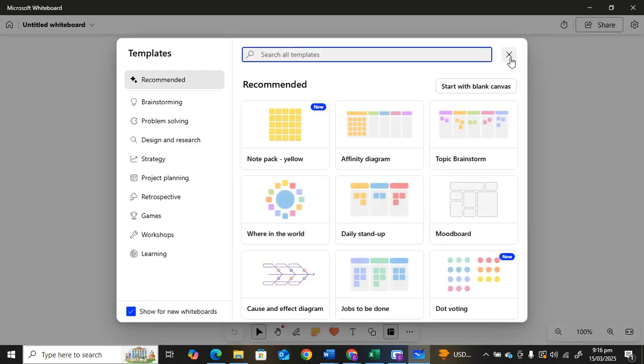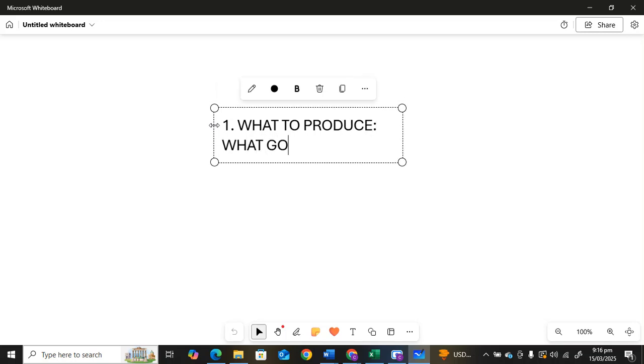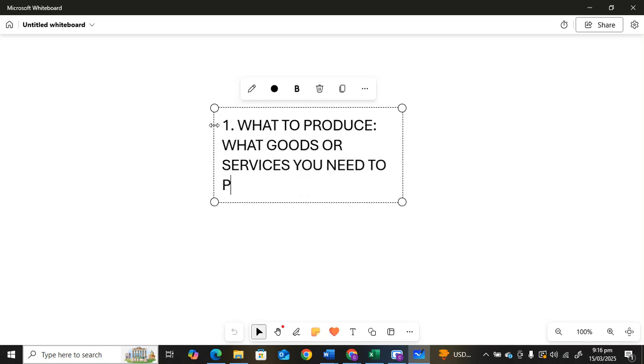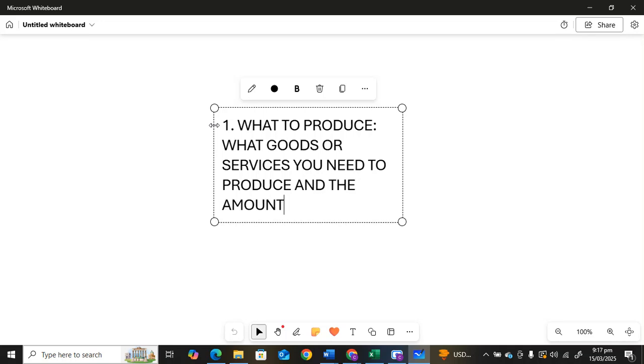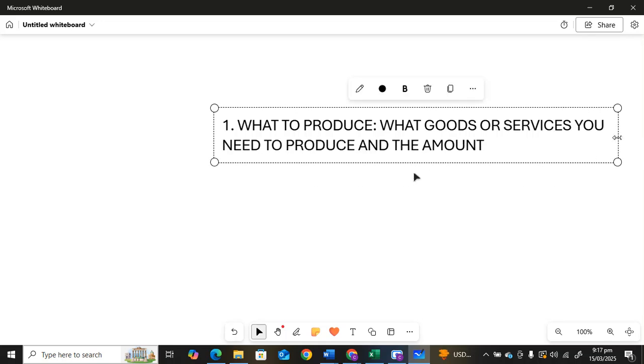The first question is what to produce. Okay, this is all about what goods or services you need to make to produce, and the amount. Okay, colleagues, this is the first important question. What to produce, and how much of it should you produce?